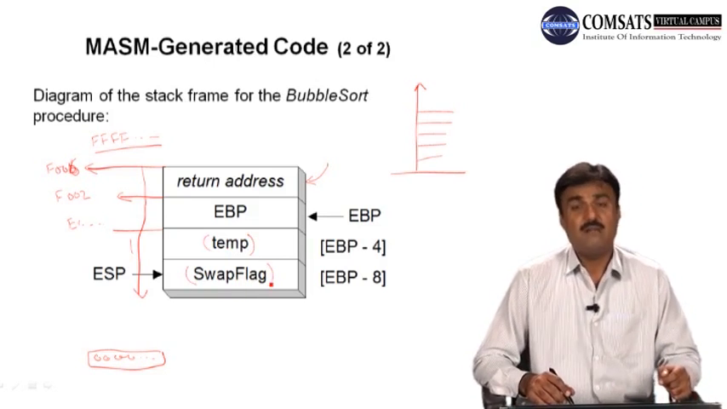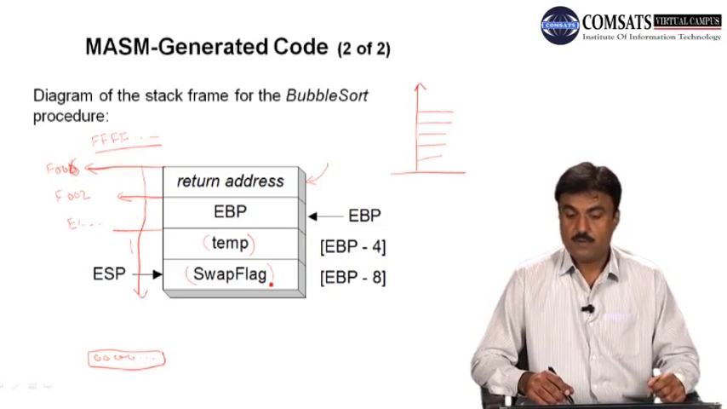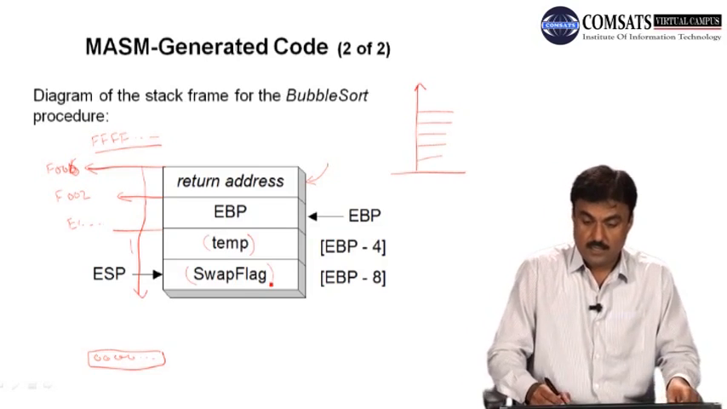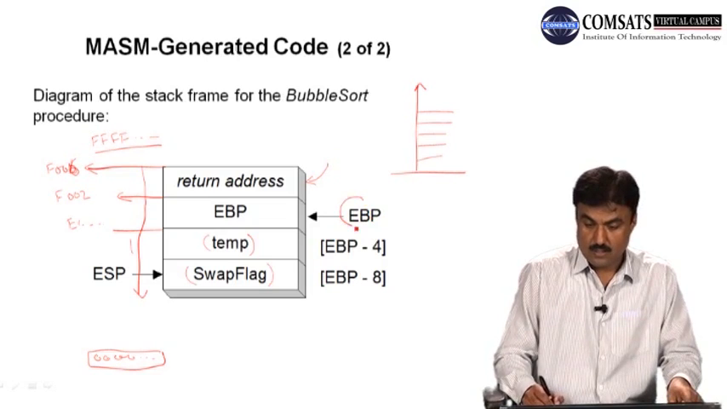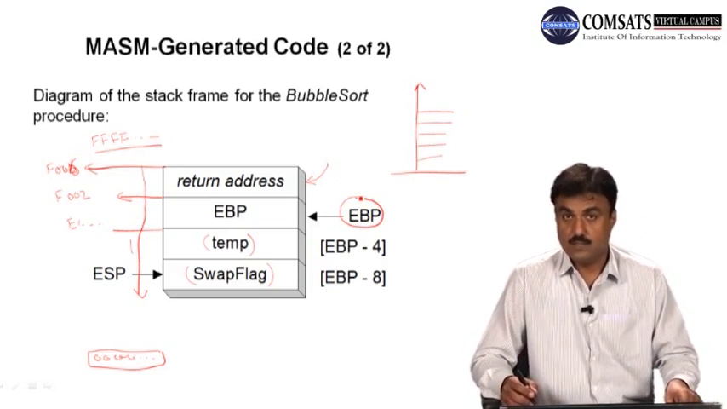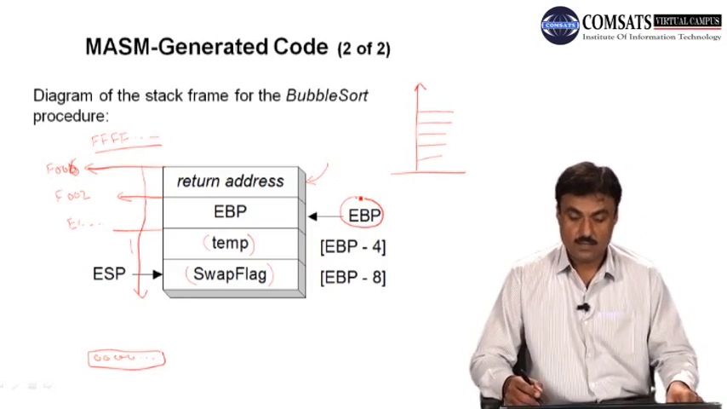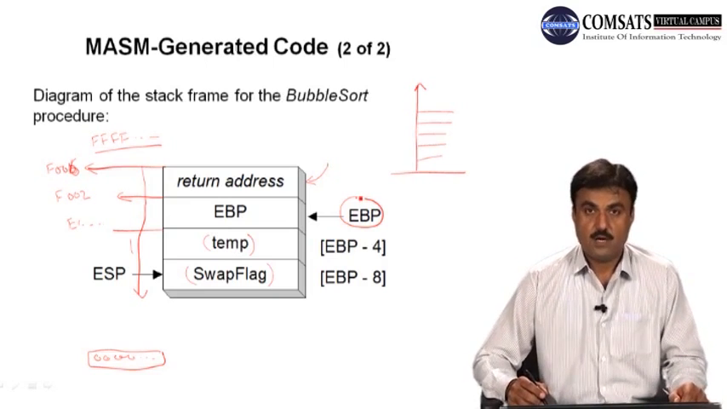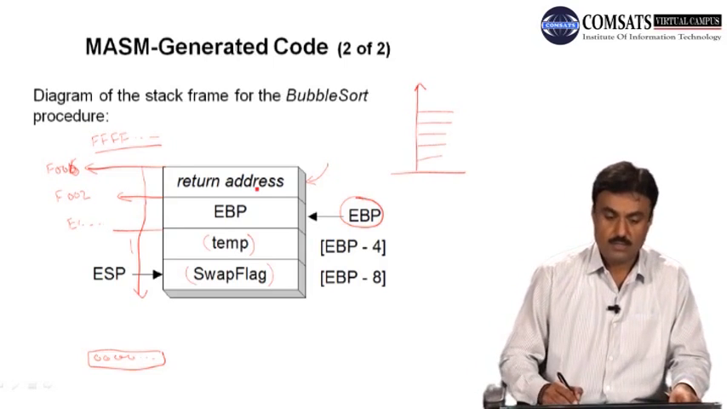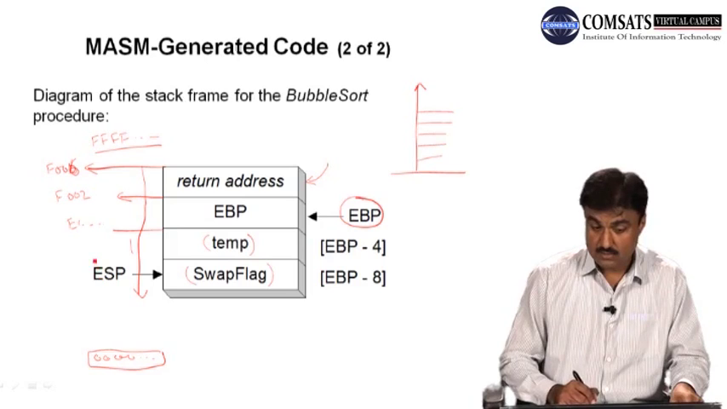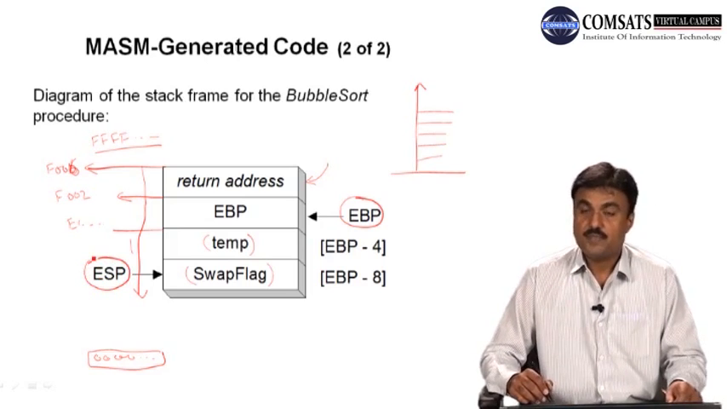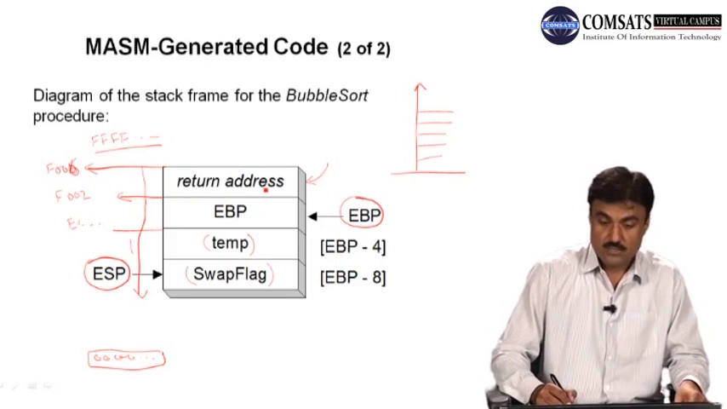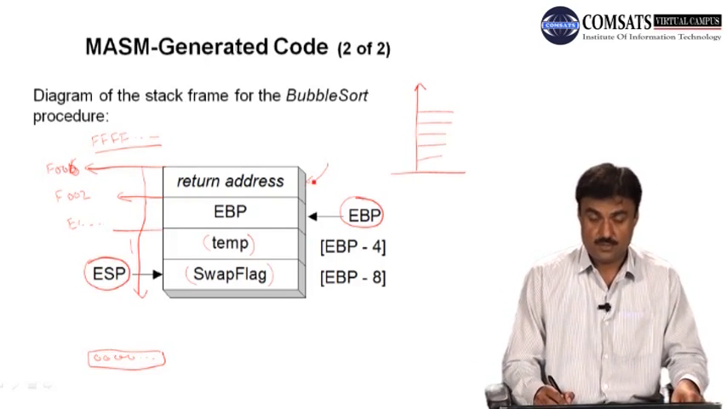Now why did we use EBP? The main purpose of using EBP is that it is used to explicitly access these local variables and also the parameters that are passed as arguments inside the procedure. Here you can see we can access those local variables either by using ESP or by using EBP. So first of all, the return address has been stored.